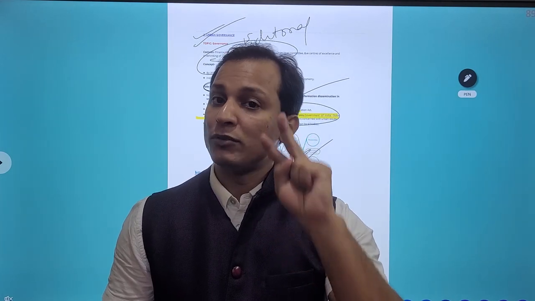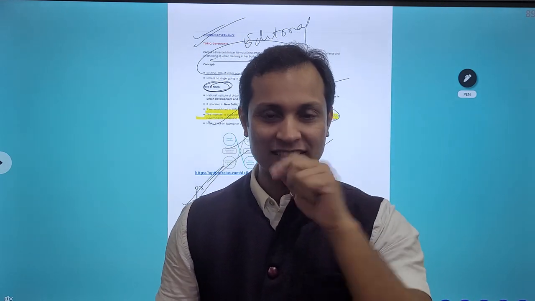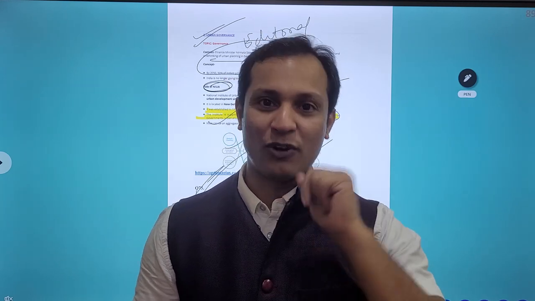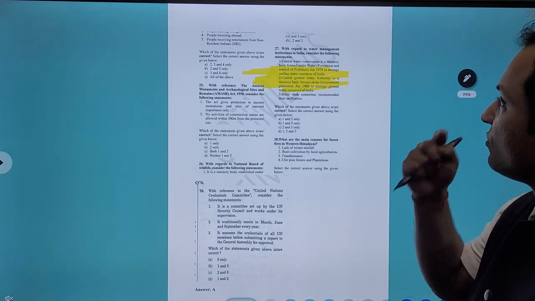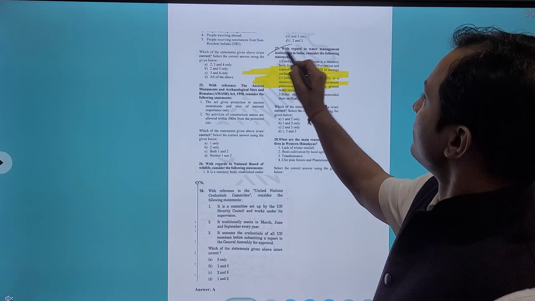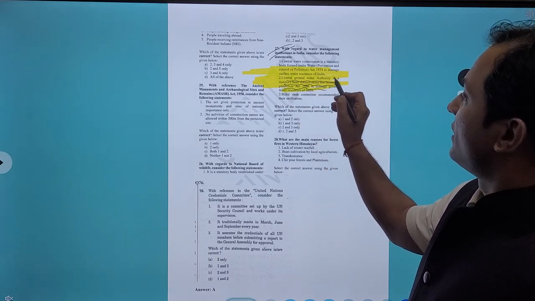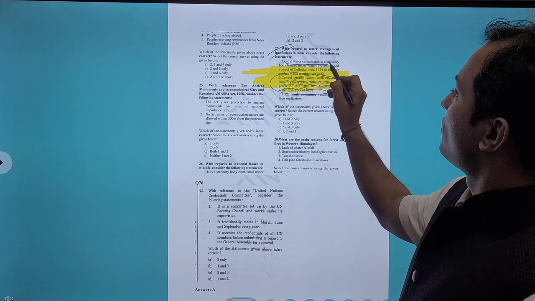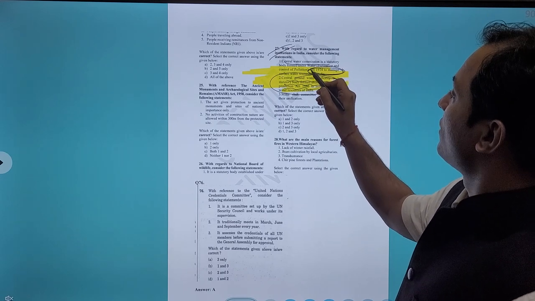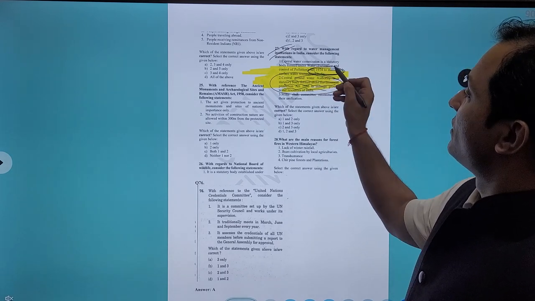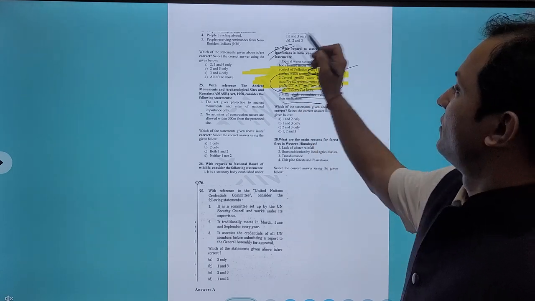I framed two questions in the FLT. You can go and cross check FLT 7 and FLT 6. I gave two questions on groundwater. Let me show you the question which I framed. You see this question. Central Groundwater Authority is a body under Environment Protection Act. Central Groundwater Commission is under Pollution Prevention Act 1974. Exactly, Mihir Shah committee recommended their unification, you see.